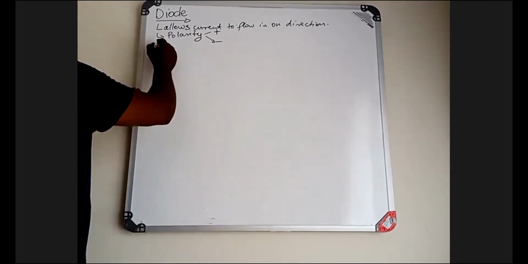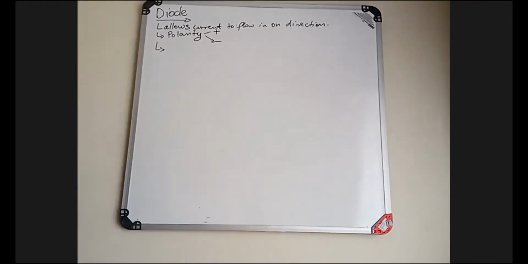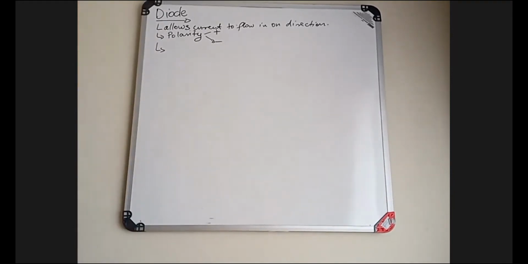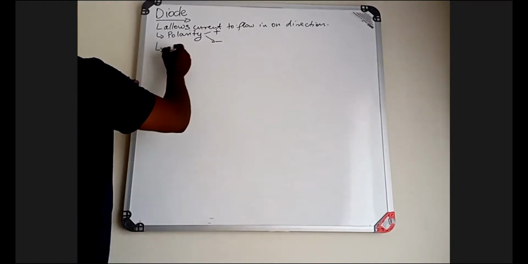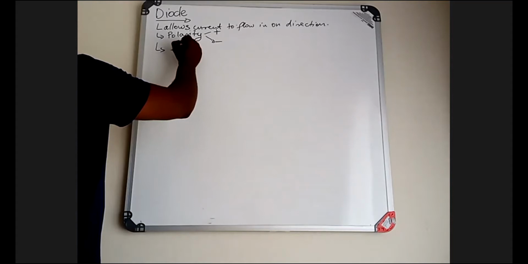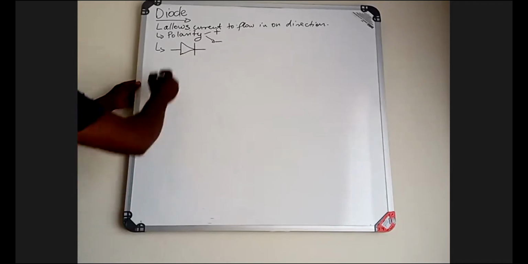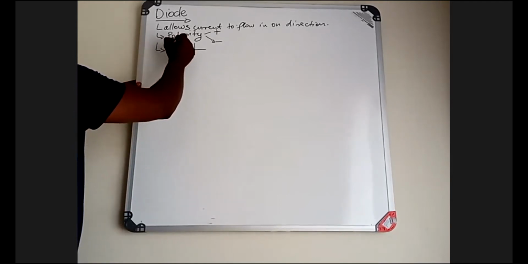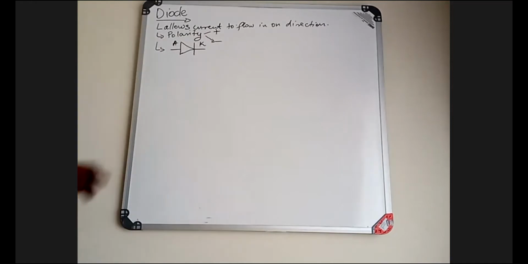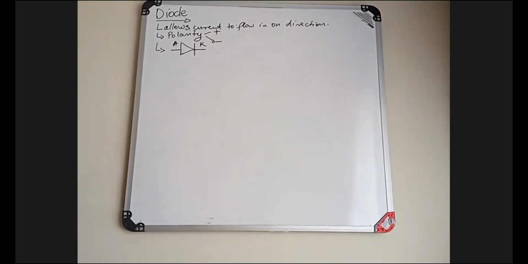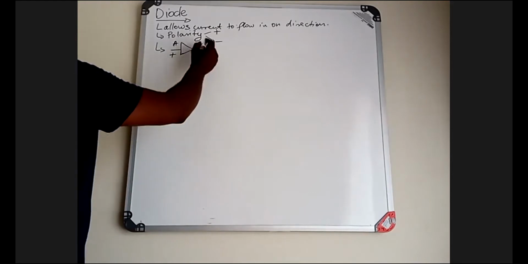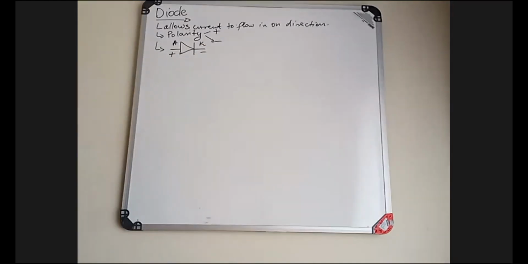Then you will have a schematic symbol, which is an electrical circuit representation of this device. The schematic diagram of this device is symbolized in this manner, whereby you will have an anode and a cathode. The anode is the positive side of the device, and the cathode is the negative side of the device.